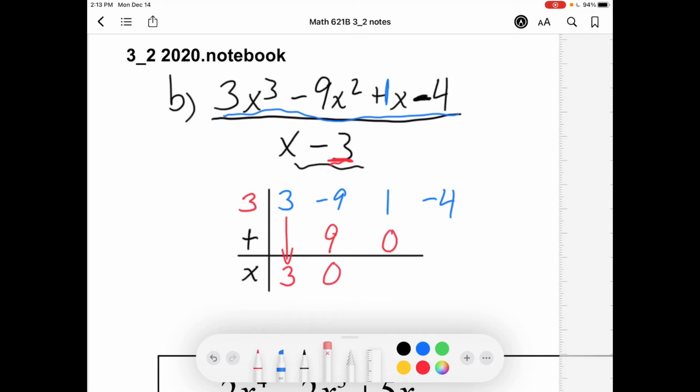Okay, let's get rid of some of those arrows, and we repeat. Add up this column now. So 1 plus 0 gives us 1, and I repeat. 3 times 1 gives us 3, and send it up here.